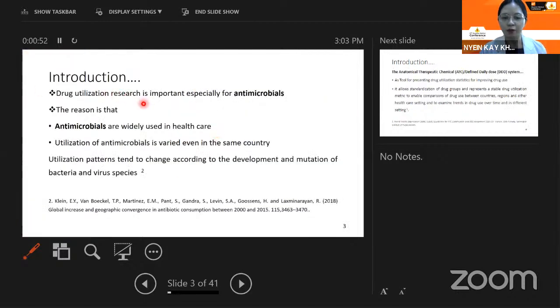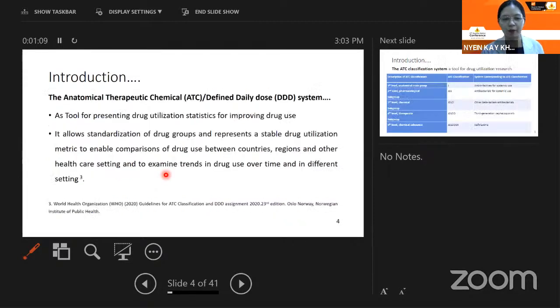Drug utilization research is important, especially for antimicrobials. The reason is that antimicrobials are widely used in healthcare. Utilization of antimicrobials also varies even in the same country. Utilization patterns tend to change according to the development and mutation of bacteria and virus species.